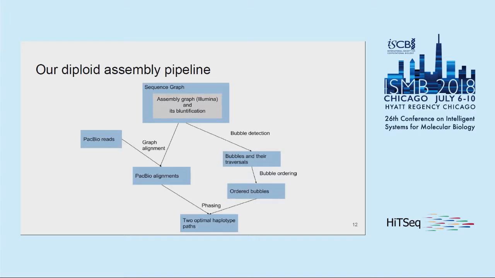And here is our diploid assembly pipeline. We first construct an assembly graph from the Illumina data, which is accurate data and provides a good backbone for the subsequent steps.